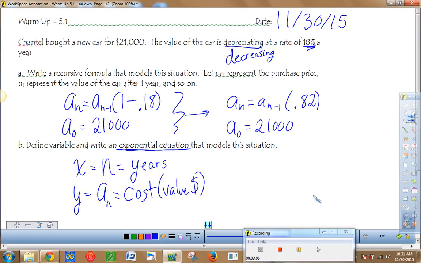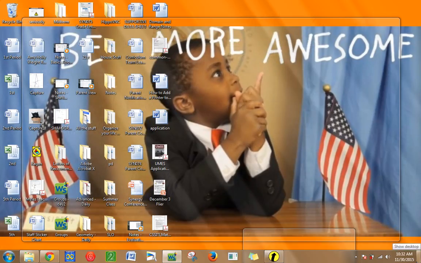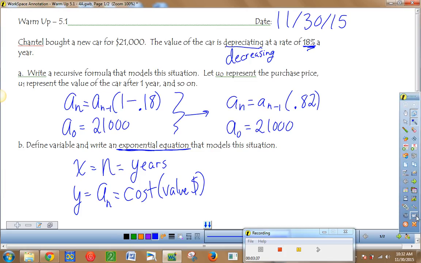So what would an exponential equation look like? You can still use a sub n if you want to. Once it says equation and it doesn't say explicit is a sub n, I convert it into y and x, but it doesn't matter.